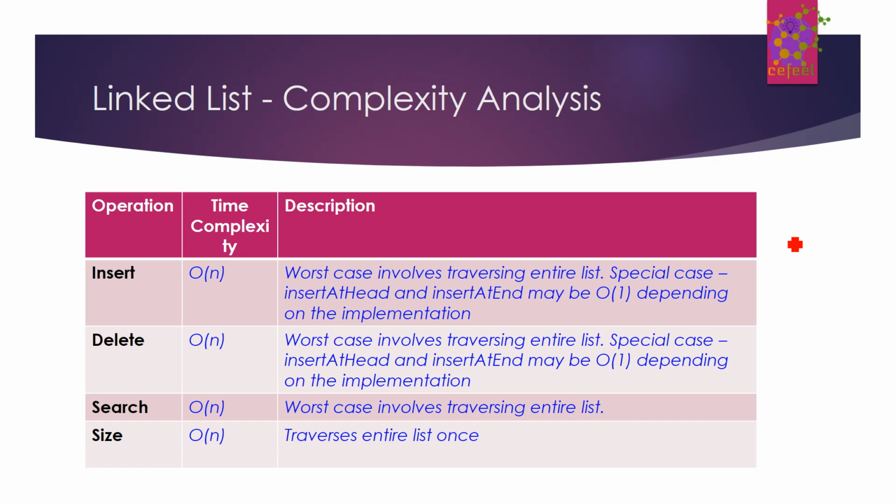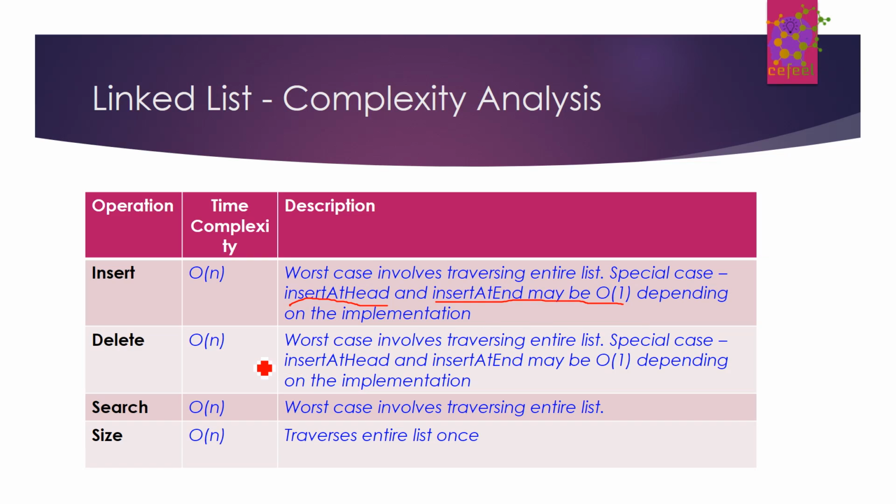So here is a summary of all the 4 methods. All the 4 methods are actually order n. You can see in certain cases, let's say if we have a special case wherein we want to insert at head, we can do it in order 1. Similarly, if we have a tail pointer, insert at end could also be in order 1, which means we don't have to traverse the list.